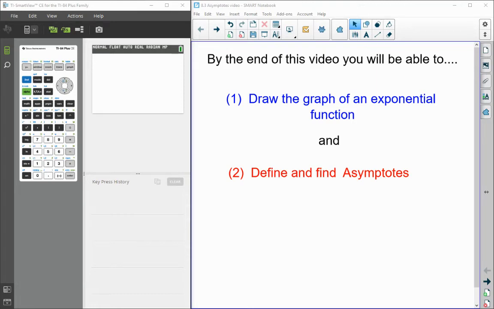Everyone, today we're going to be learning how to draw an exponential function, make the graph of it, and to define what an asymptote is and to find it. And we're going to be using our calculators. So I pulled mine up on the screen here.